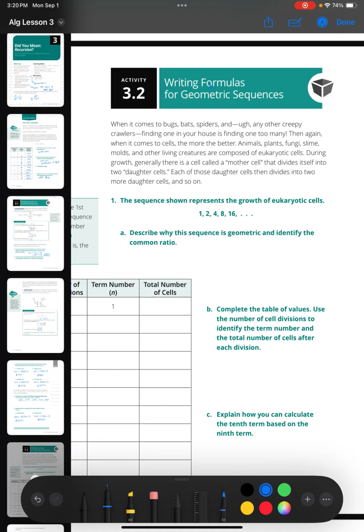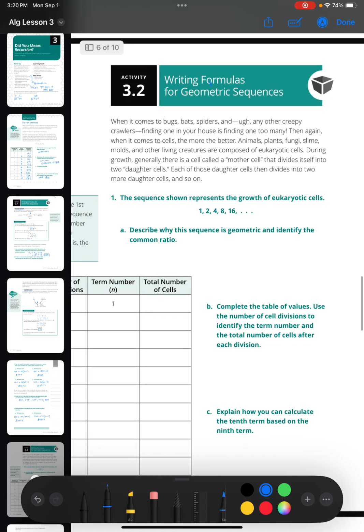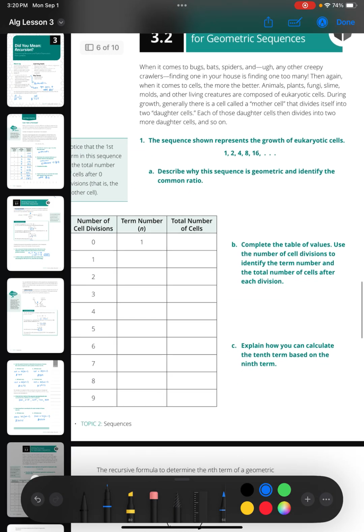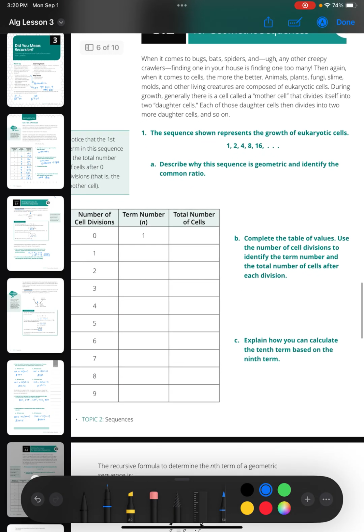During growth, generally there's a cell called the mother cell that divides itself into 2 daughter cells. Each of those daughter cells then divides into 2 more cells, and so on. So the sequence shown would look something like this. The one mother cell and then times 2 each time to get the next cell number. So for A, why is this sequence geometric? And identify the common ratio.